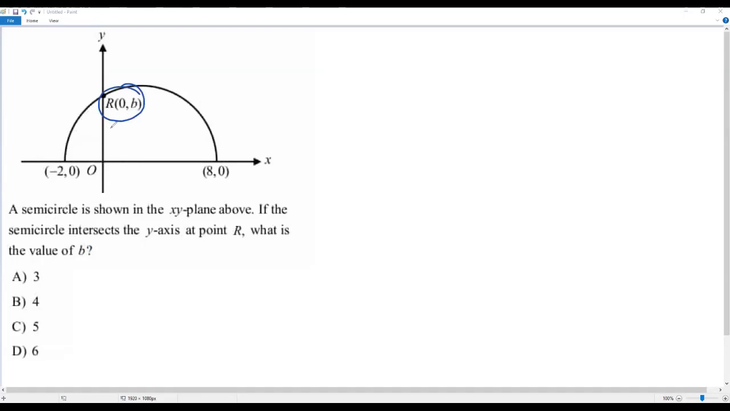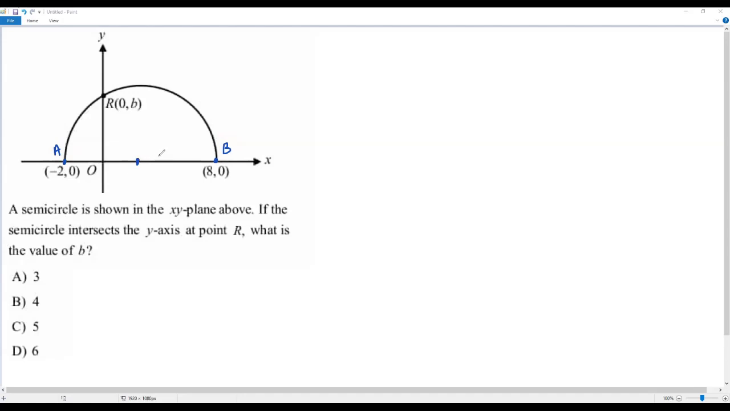And also, the semicircle intersects the x-axis at the 2 points, negative 2, 0 and 8, 0. Okay, now let me name this point negative 2, 0 as A and this 8, 0 as B. Since it is a semicircle, the line segment AB represents the diameter of the semicircle. Since A and B are the two endpoints of the diameter, the midpoint of A and B is the center of the semicircle.